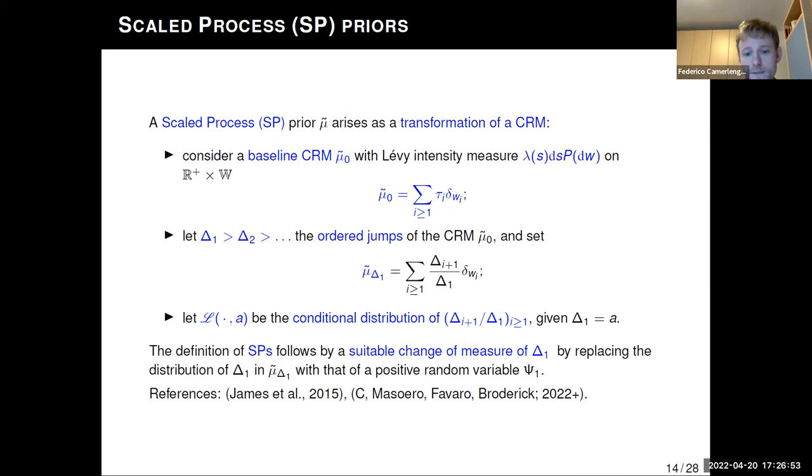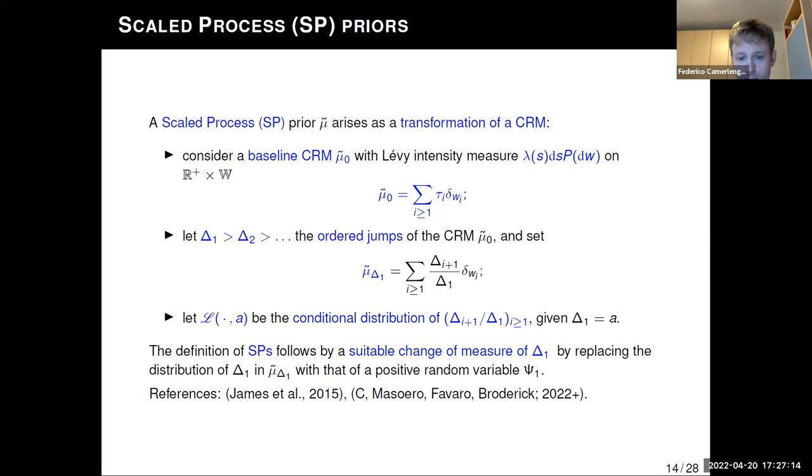This definition has been first given by Lancelot James and co-authors in a paper. And we have explored this definition in the context of feature sampling models, and we have focused on a particular tractable case.